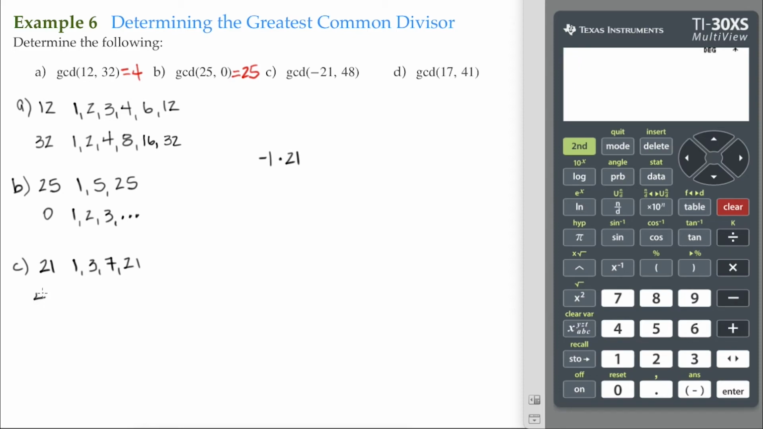And then we'll find the divisors for 48. That's going to be 1, 2, 3, 4, 6, 8, 12, 16, 24, and 48. And the largest one between the two, well, that's 3. So the greatest common divisor is 3.